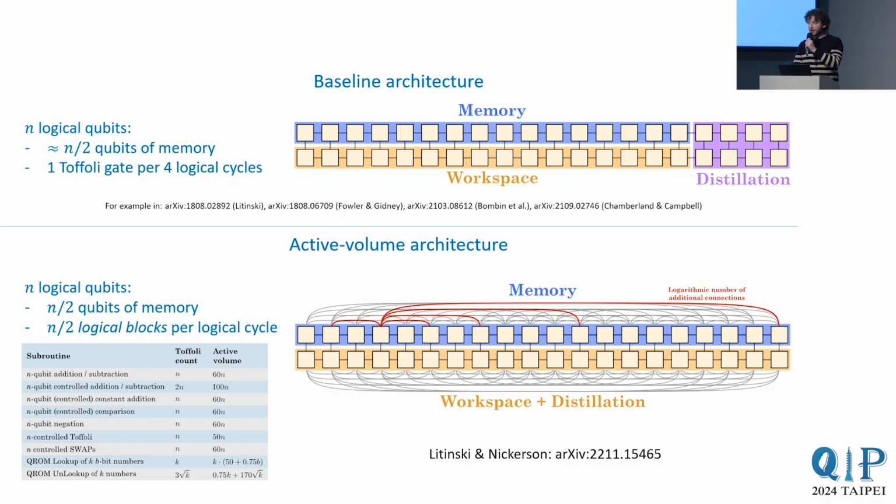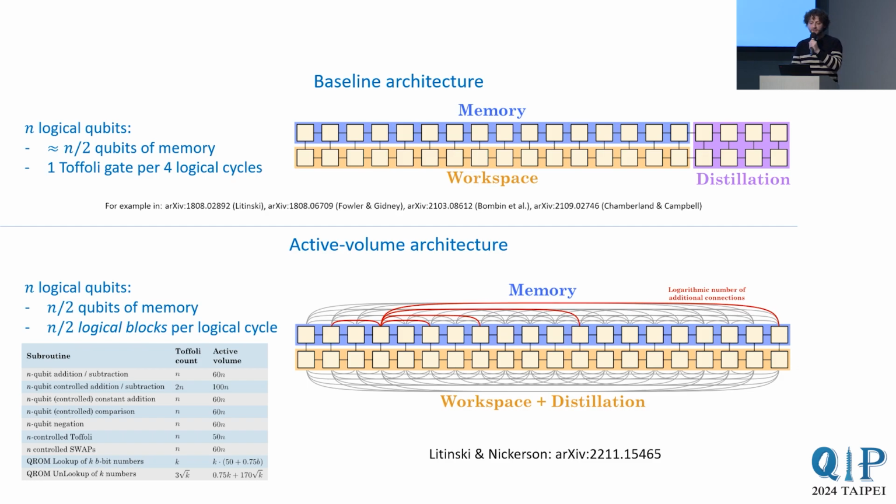Now, in an active volume architecture, the picture is a bit different. We still have half the qubits used for memory and half as workspace, although now distillation is also done in the workspace. But rather than executing operations sequentially, we use the long-range connections to parallelize operations. To quantify how many operations we can execute in parallel, we say that with n/2 workspace qubits, we can execute n/2 logical blocks per logical cycle. So different operations have different costs, and the number of logical blocks is a measure of how costly an operation is. So logical blocks are basically the currency that we pay for logical operations.